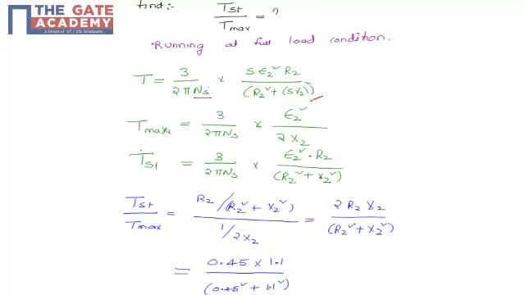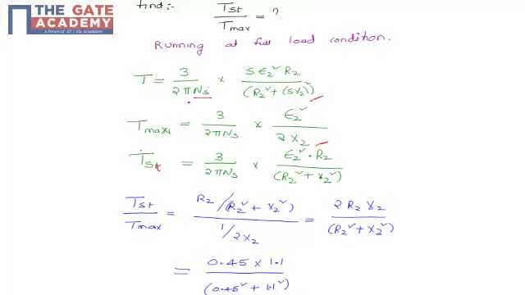The value of maximum torque, that is T maximum, is equal to 3 by 2 pi ns into E2 square by 2x2. This is the condition for T maximum. And the value of starting torque, that is TST, is equal to 3 by 2 pi ns into E2 square into R2 by R2 square plus X2 square. Here the slip is negligible at starting.